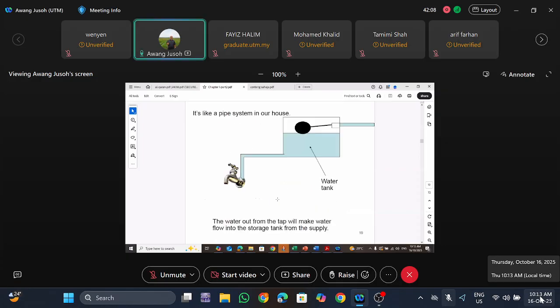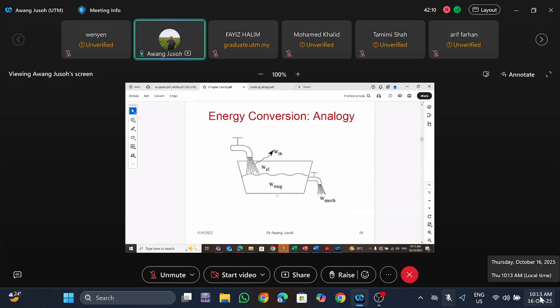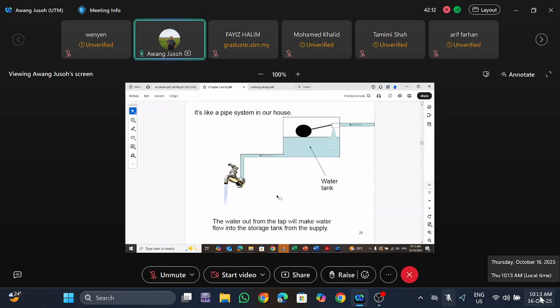Or you can picture it like this: this is your piping system. The water coming in is electrical energy, and then we have a storage water tank that represents the magnetic energy. We store the water first, and when you open the tap, you get the mechanical energy output. This analogy shows the relationship between mechanical energy and electrical energy.